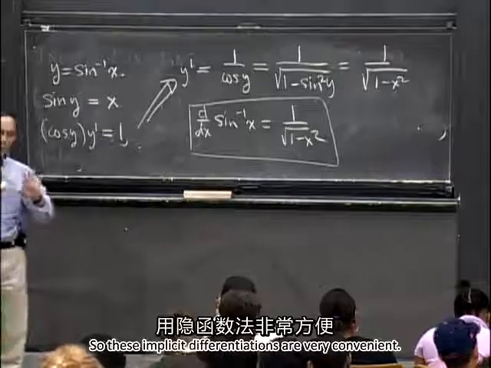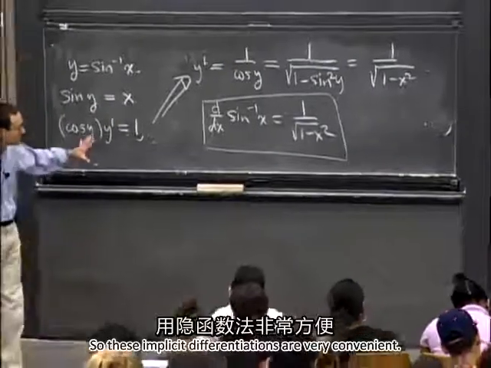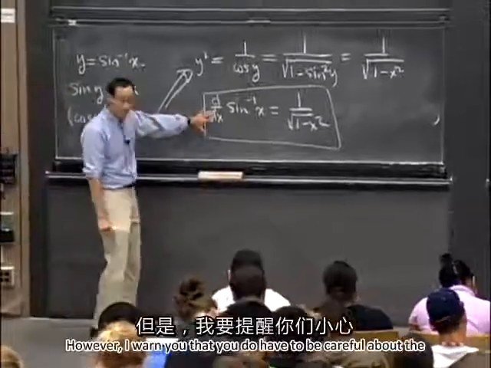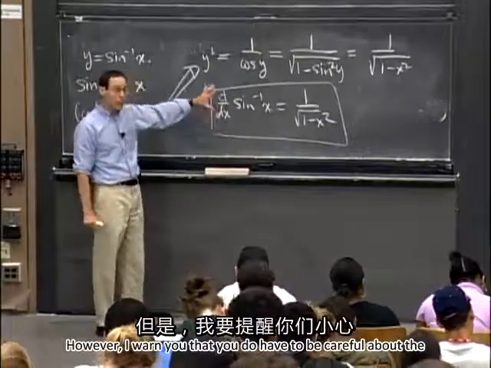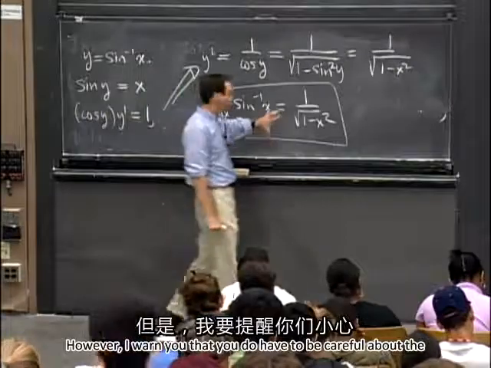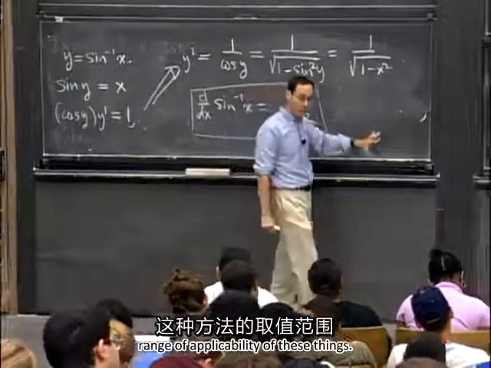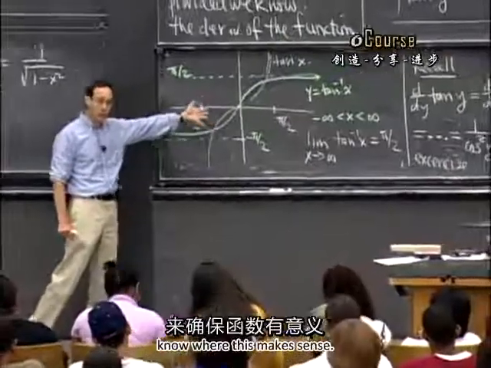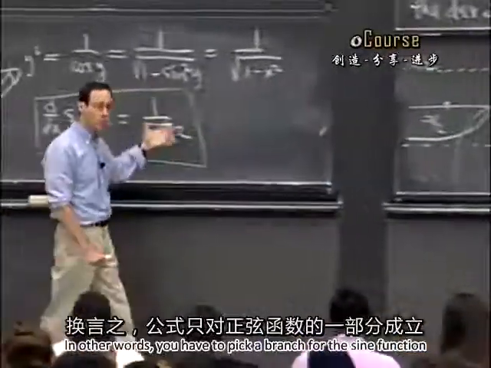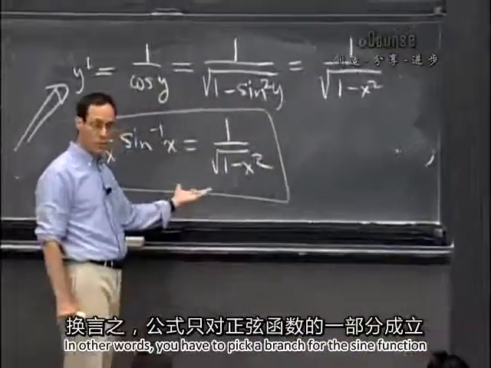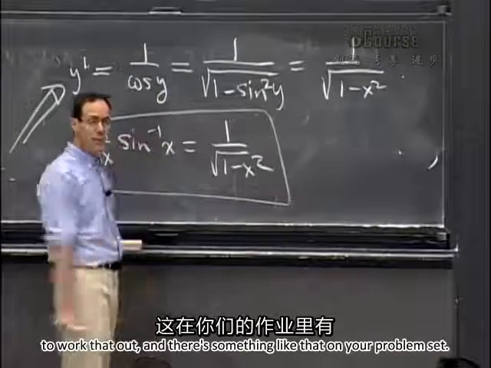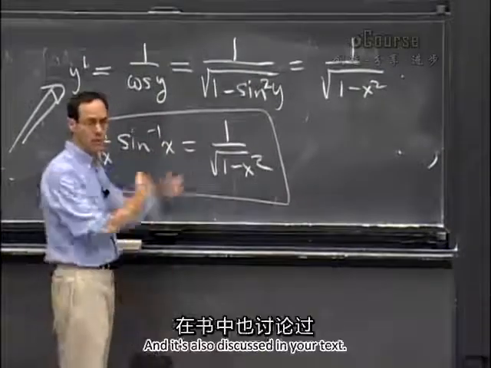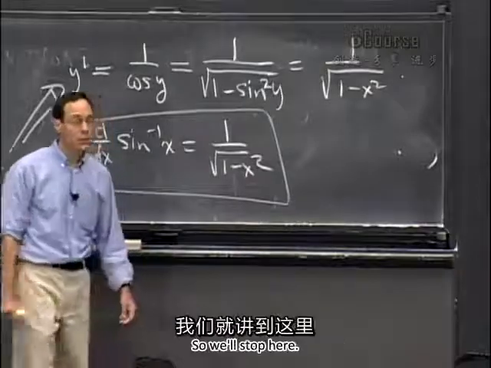Right, so these implicit differentiations are very convenient. However, I warn you that you do have to be careful about the range of applicability of these things. And you have to draw a picture like this one to make sure you know where this makes sense. In other words, you have to pick a branch of the sine function to work that out. And there's something like that on your problem set, and it's also discussed in your text. So we'll stop here.